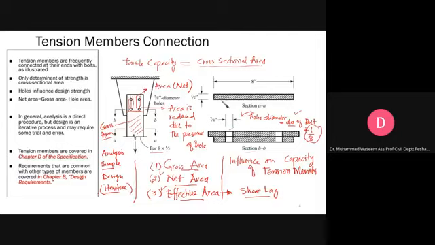Please remember what kinds of areas we are going to use in the analysis and design: gross area, net area, and effective area. And why are we talking about these areas? Because the capacity of tension members mainly depends upon the cross-sectional area. Is that clear to all of you?